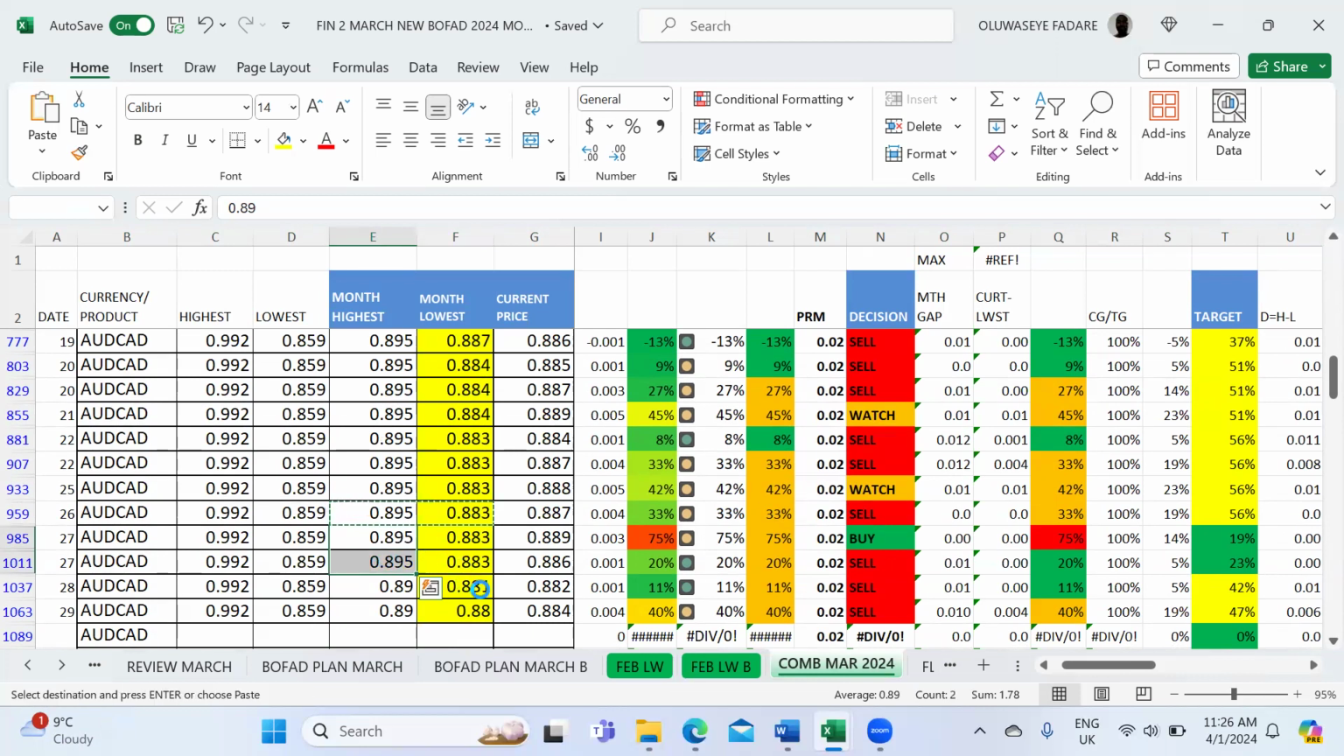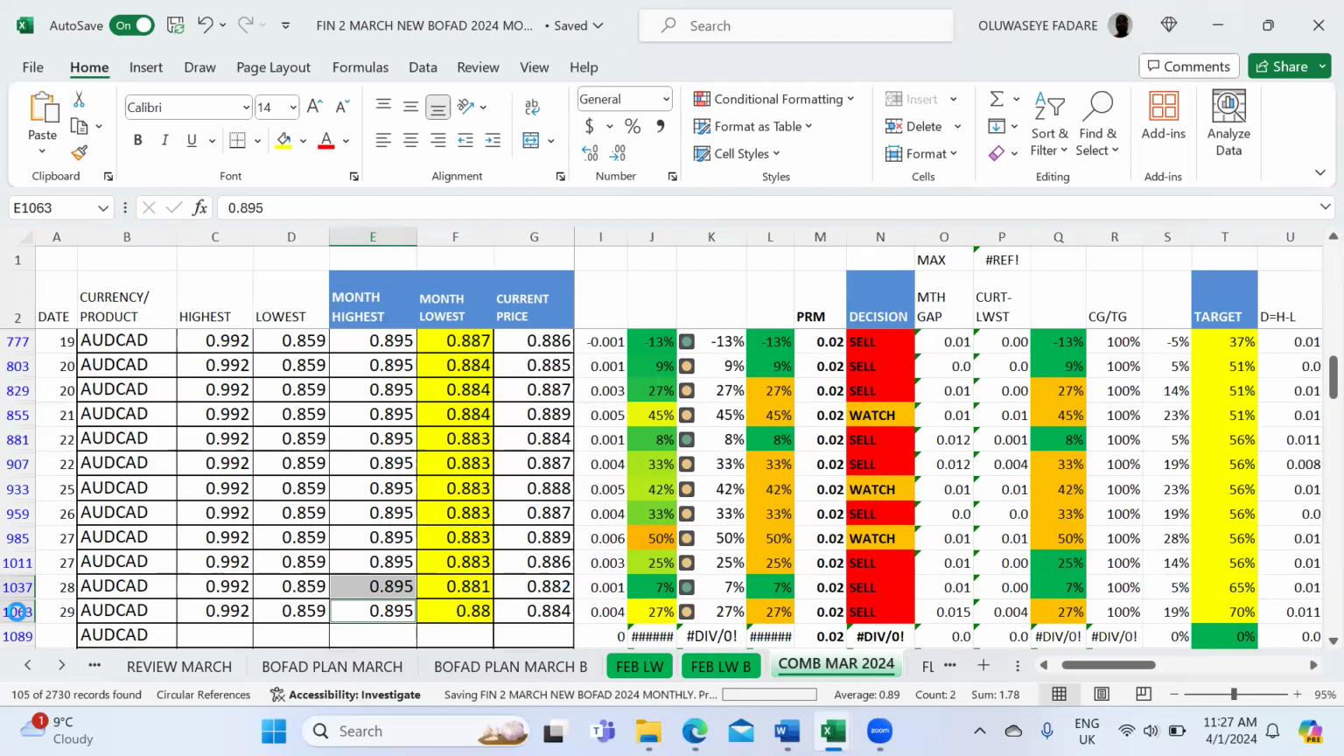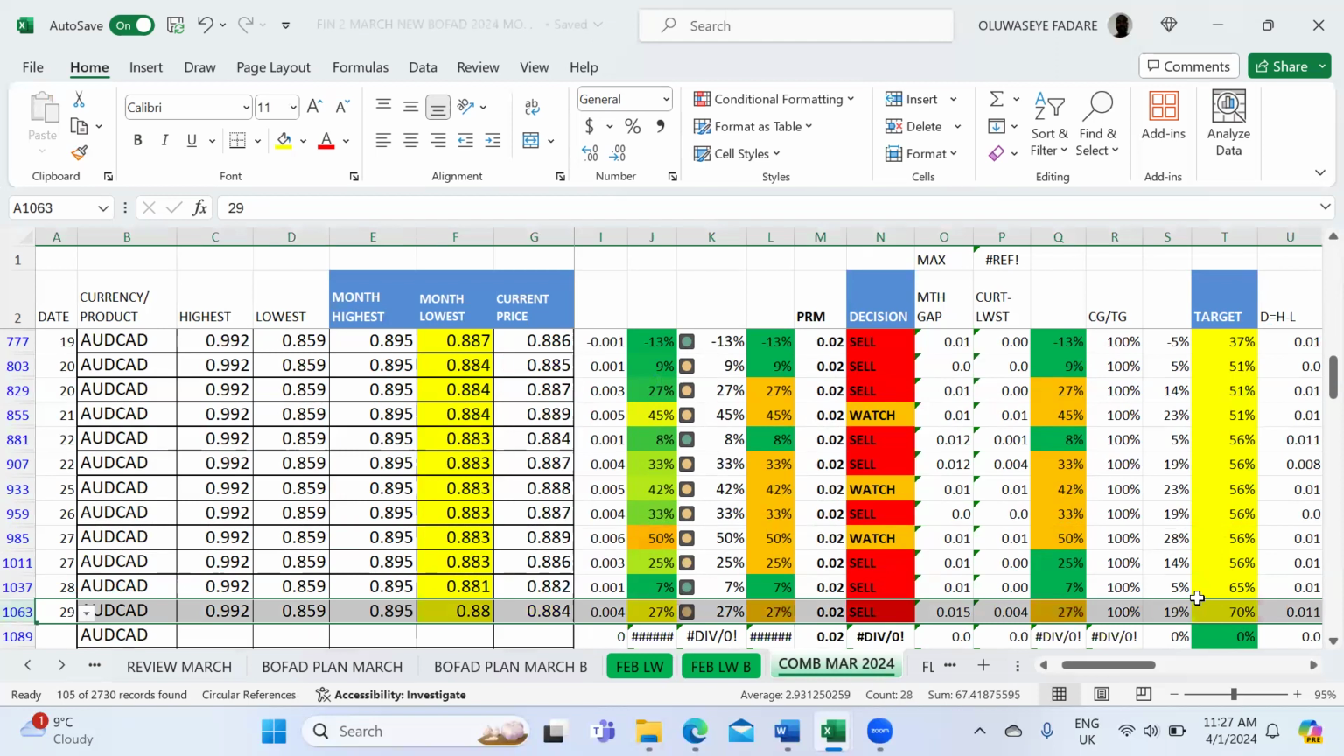But here you can see it moved from 0.883 to 0.881 to 0.88. But our 0.895 still remains the same. So we're going to copy this officially. So you can see the progress. So it moved. So at the end of the day, we achieved another 70% again. You can see we achieved another 70% again here.